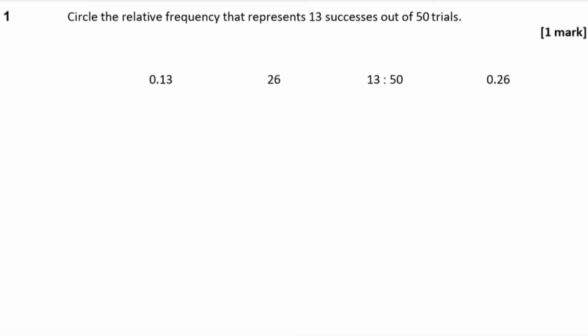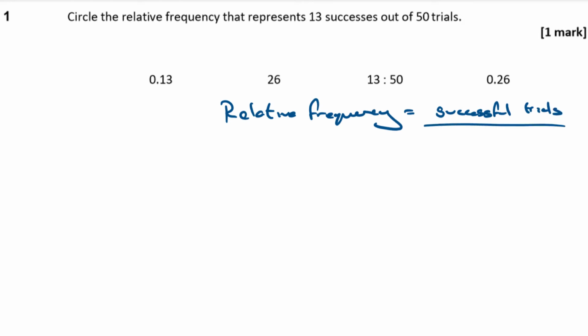Question 1. Circle the relative frequency that represents 13 successes out of 50 trials. Well, do you remember the formula for relative frequency? Relative frequency is equal to successful trials over total trials.